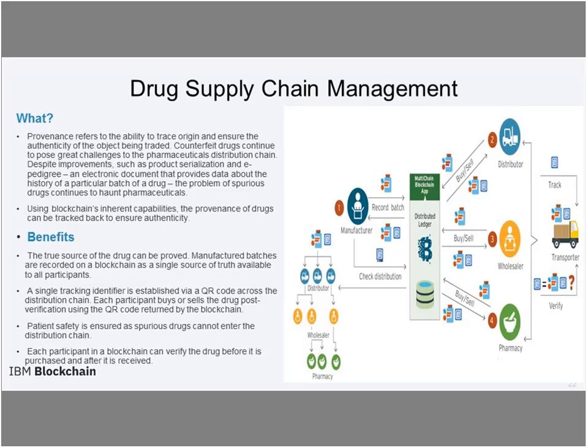In case of life sciences and the public sector, this is one of the major use cases, and I have written some points here. It is actually about provenance. Provenance refers to the ability to trace the origin and ensure the authenticity of the object being traded. Counterfeit drugs continue to pose great challenges to the pharmaceutical distribution chain. Despite improvements such as product serialization and e-pedigree, an electronic document that provides data about the history of a particular batch of drug, the problem of spurious drugs continues to haunt the pharmaceutical industry. So this is the burning problem.